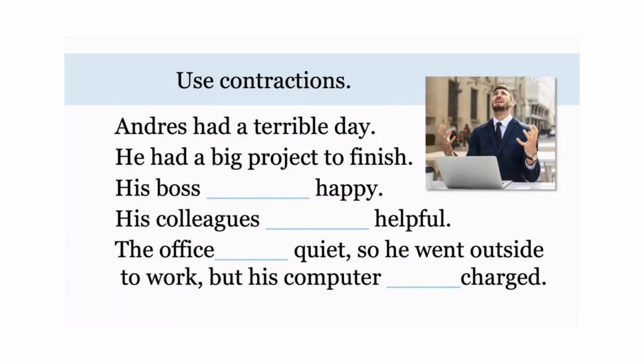One more time. This time just use contractions. Take a moment, look at the sentences, and decide between wasn't and weren't. Okay, are you ready?